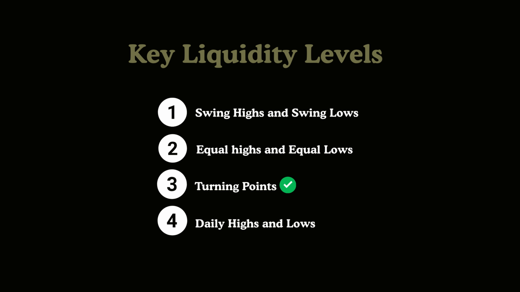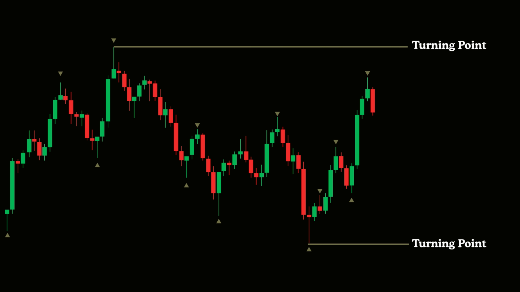Number 3. Turning points. Turning points are price areas on the chart where the market shifts direction after following a sustained trend. Traders often interpret these zones as overbought or oversold regions. When the price revisits them, it typically triggers a strong reaction. These spots attract significant liquidity since both retail participants and institutional traders pay close attention to them.